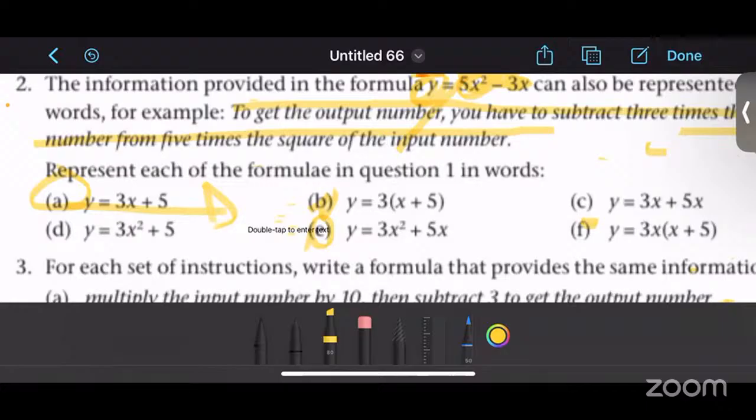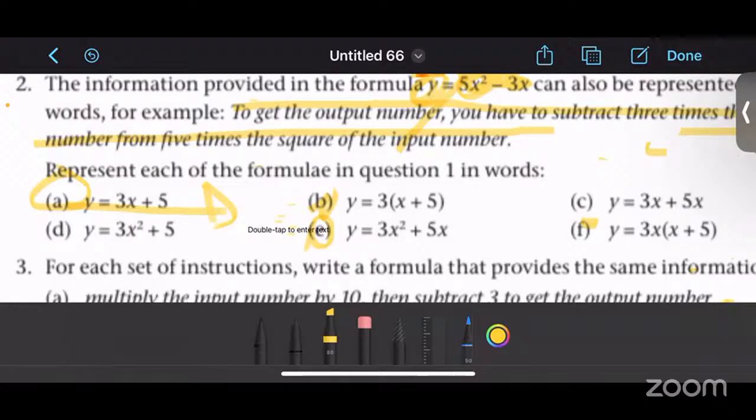Now, first we are going to multiply 3 and the input into the input. Why are we doing that? Oh wait, ma'am, I understand my mistake now, ma'am.